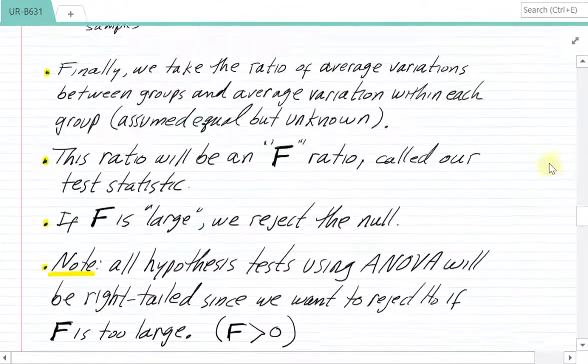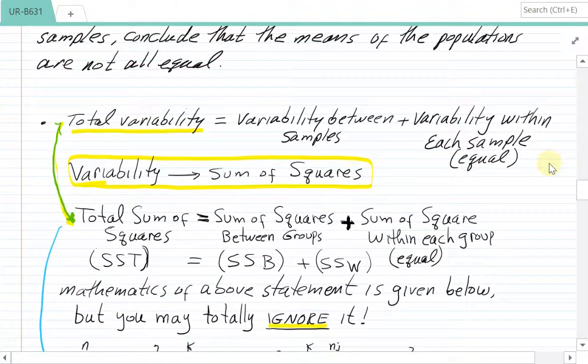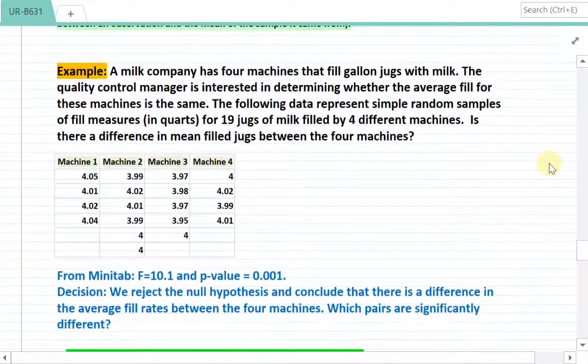And so we are done with this. I know I owe you a Minitab run, correct? So let me go here. This is the data, right?